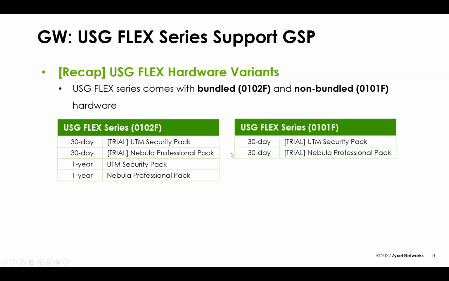So that means that if you're going to be purchasing a device with the USG Flex and you want to use the Gold Security Pack, it is best to choose the SKU that has 0101F because it only has the 30-day trial for the UTM Security Pack. That means that you can add on the Gold Security Pack on top of this, and then once the trial has finished, it will automatically activate the Gold Security Pack if you need those features. If you were to go with the 0102F variant with the SKU, you would have to wait until the full year of UTM Security Pack services has been exhausted before your add-on of the Gold Security Pack becomes enabled.